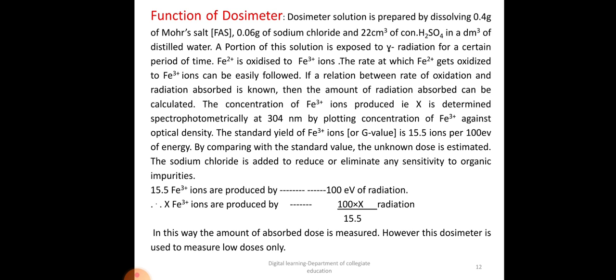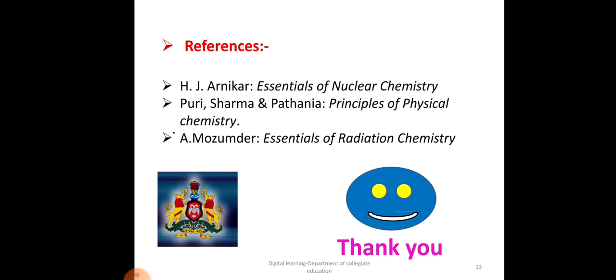If 15.5 Fe3 plus ions are produced by 100 eV of radiation, therefore X Fe3 plus ions are produced by 100 into X divided by 15.5 eV of radiation. In this way, the amount of absorbed dose is measured. However, this dosimeter is used to measure low doses only.